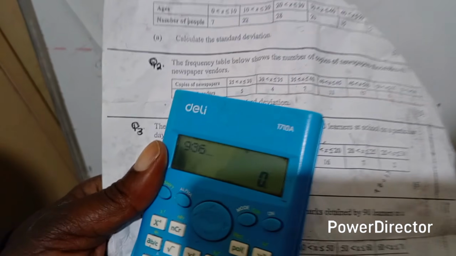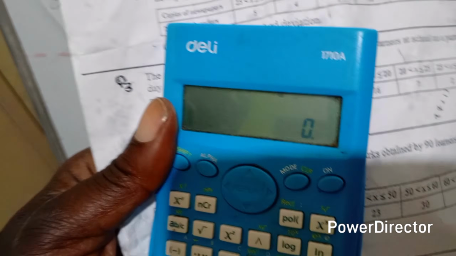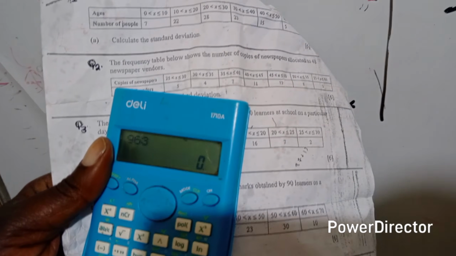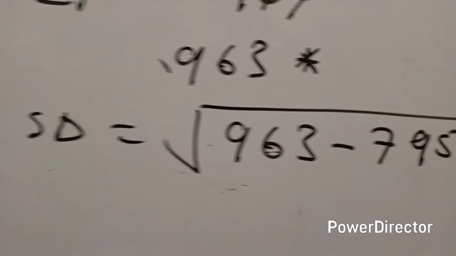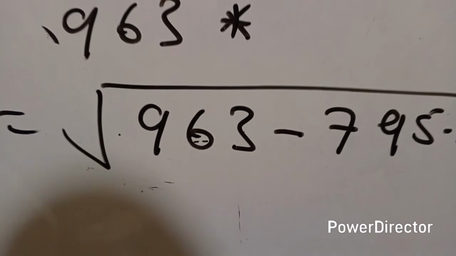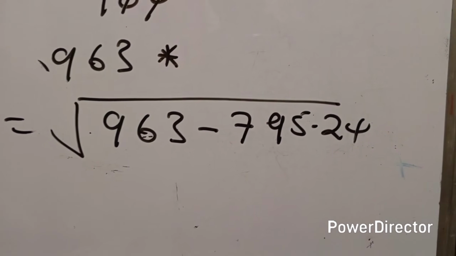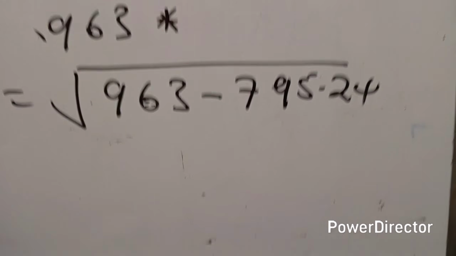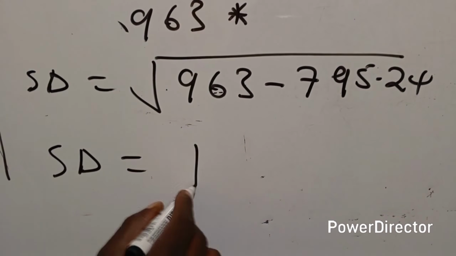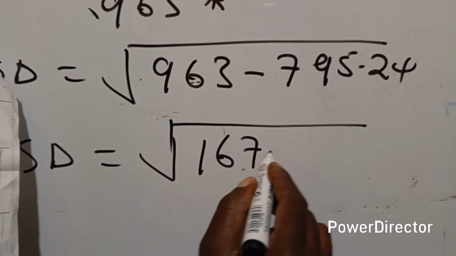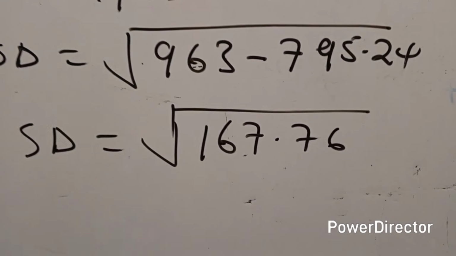We are saying 963 minus 795.24. The answer I'll get is this one. Mind you, this is very, very important. This number is what I'll get. It is 167.76. So this number, I have to find the square root of that number.